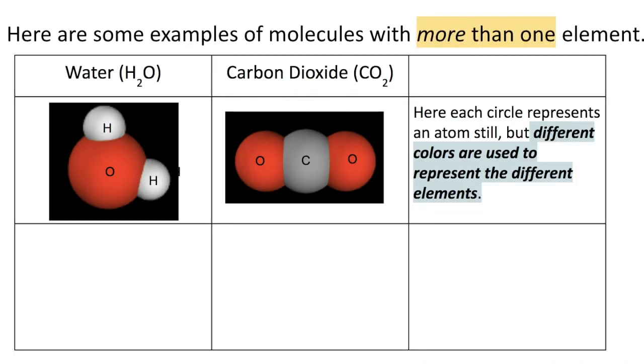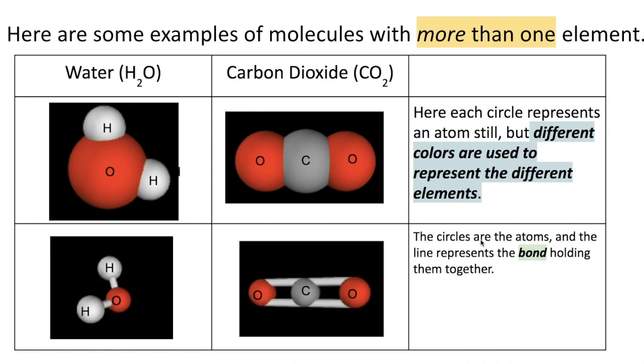Here are some examples of molecules with more than one element. We've got water, H2O, 1, 2, and 1, and carbon dioxide, CO2, 1, 2. Here each circle still represents an atom, but different colors are used to represent the different elements. What color is used for carbon dioxide?